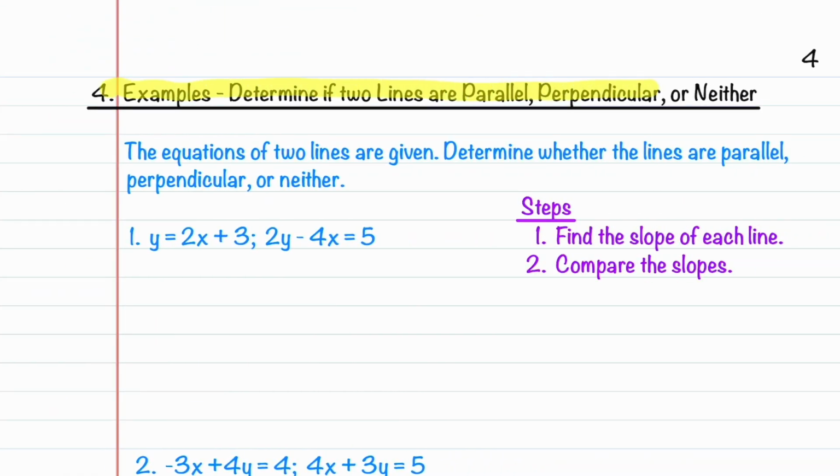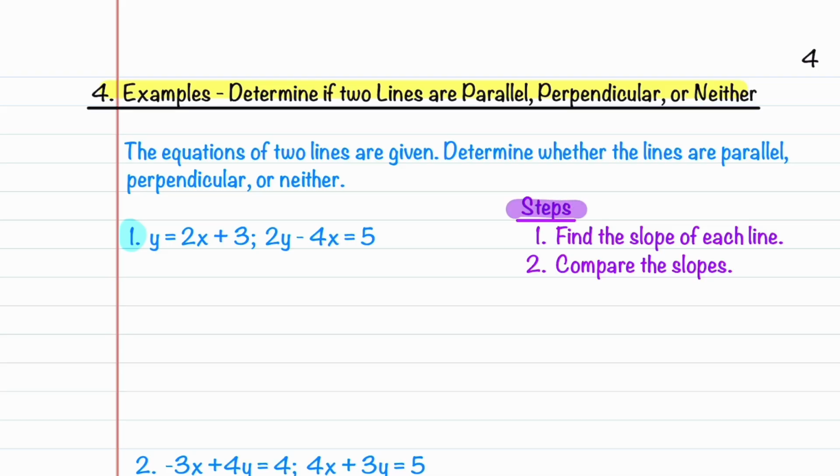Let's now look at some examples where we're going to be given two lines and asked to determine if they are parallel, perpendicular, or neither. We're going to walk through 3 examples. Here's our first example. We're given the equation of 2 lines, and we want to find if they're parallel, perpendicular, or neither. I've written down some steps that we can follow just to make it easier.